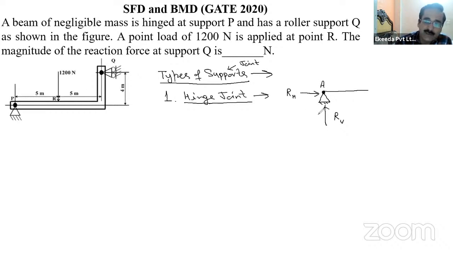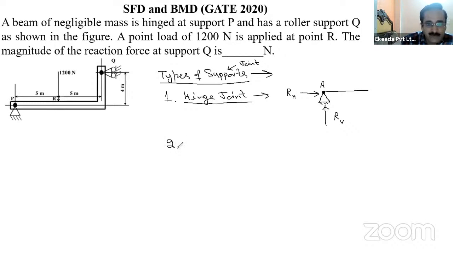It is not resisting the rotation. It is just resisting the horizontal and vertical forces, right? That's why the reactions RV and RH are developed here. So two reactions will be developed at a hinge joint: vertical reaction and horizontal reaction.